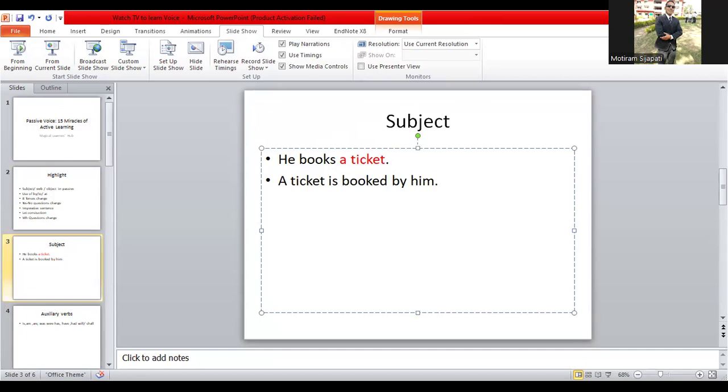So here we learned about subject. Now subject has become object and object has become subject. This is the vice versa, the reverse system. Subject goes to the object's position and object goes to the subject position. That means the position of subjects and objects changes. So this is the first rule.